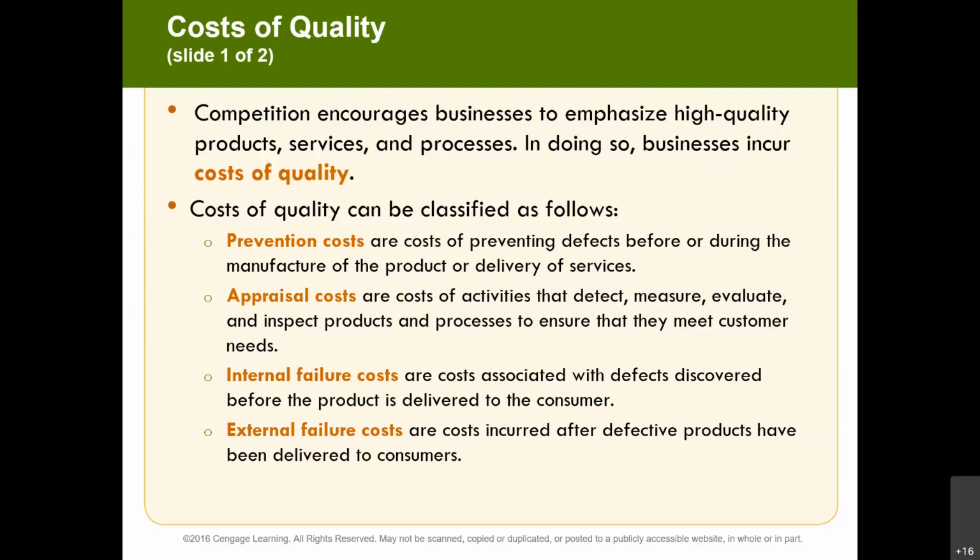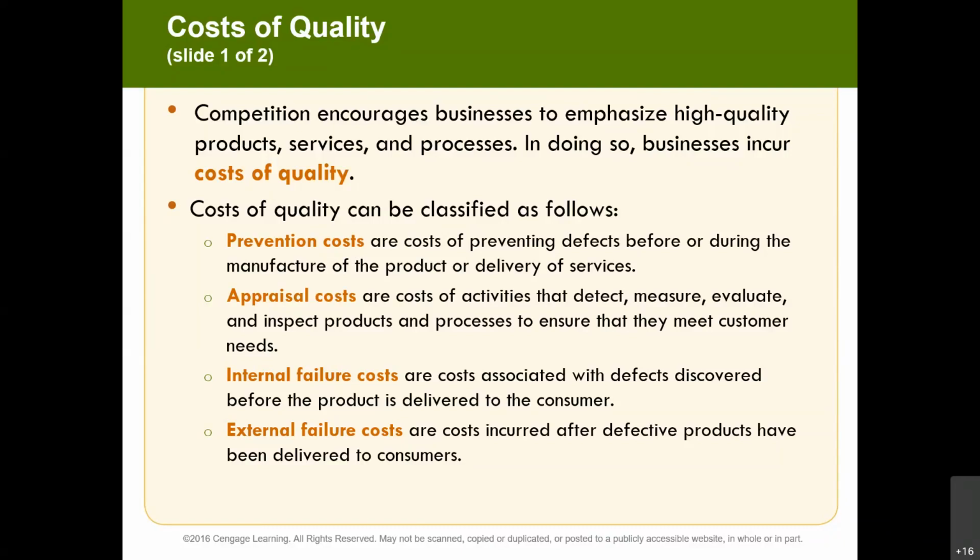Internal failure costs are costs associated with defects discovered before the product is delivered to the customer. And external failure costs are the costs incurred after the defect has already been delivered to our customers. We definitely want to try to avoid those as much as possible.